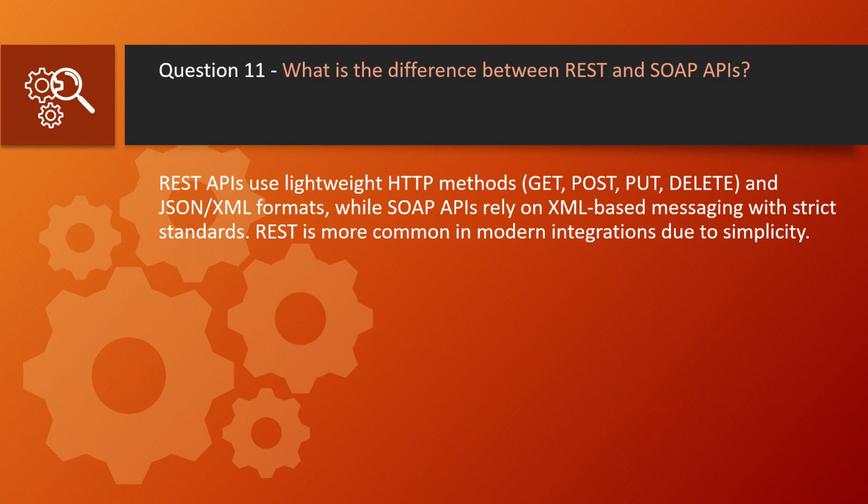What are the differences between REST and SOAP APIs? REST APIs are lightweight and use HTTP methods like GET, POST, PUT and DELETE, with JSON or XML formats. SOAP APIs rely on XML-based messaging with strict standards. REST is more common in modern integration due to its simplicity.